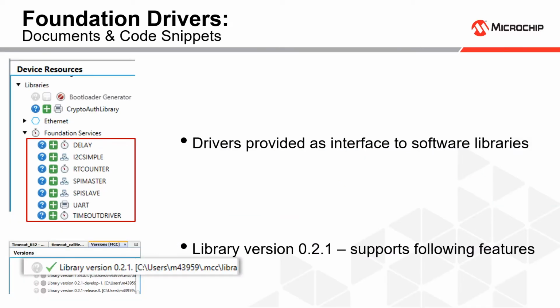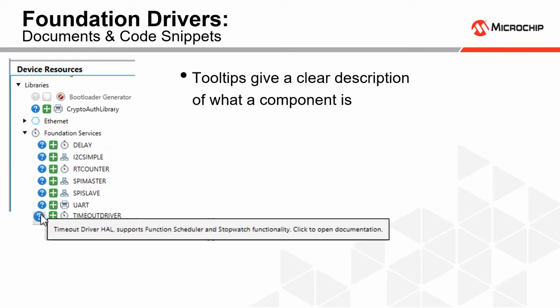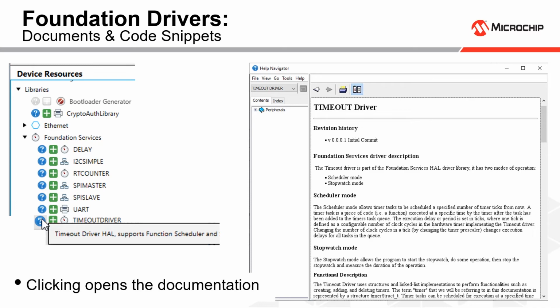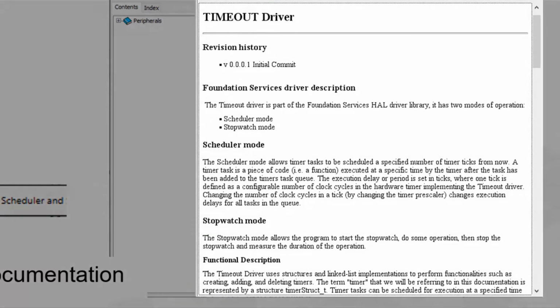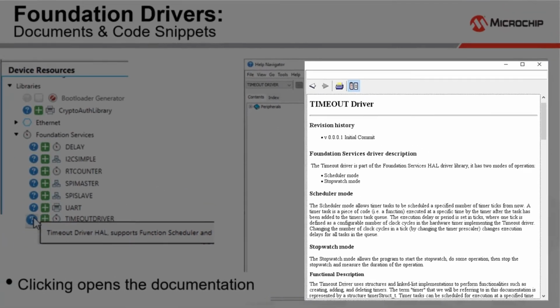So here are the Foundation drivers. Each will have a tooltip giving a clear description of what the component is. Here we can see the timeout driver hardware abstraction layer supporting a function scheduler and stopwatch functionality, and then we can click to open the documentation. When we open the documentation, we get an overview of the different modes of the driver, as well as a functional description, so that we can understand certain aspects of how the driver was implemented.